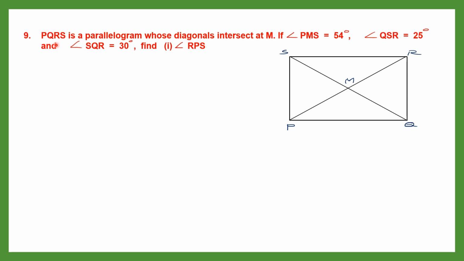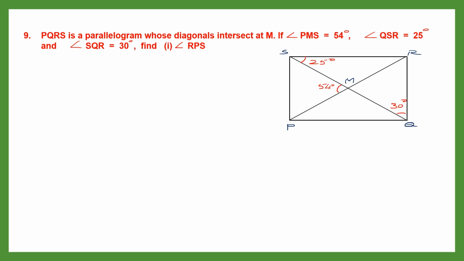Question 9. PQRS is a parallelogram. We have it here, whose diagonals intersect at M. So we have one diagonal here SQ, another diagonal RP, and they intersect at M. If angle PMS, now PMS is 54 degrees, so let's write that. So this is 54 degrees, and angle QSR, this side is 25 degrees, and SQR, this side is 30 degrees. So this is what is given to us.